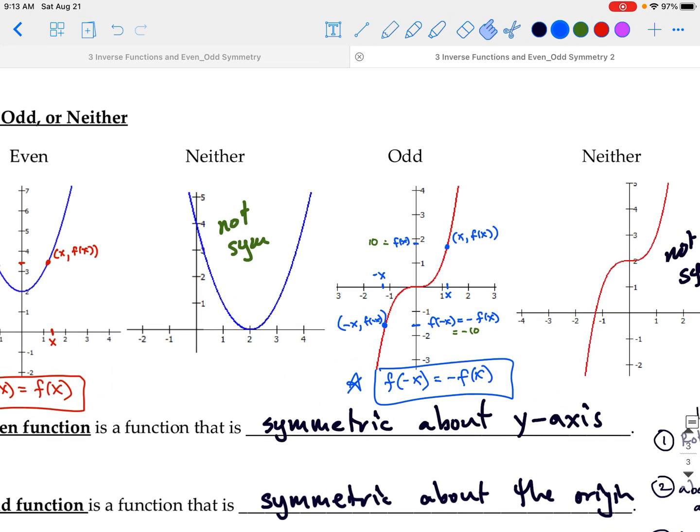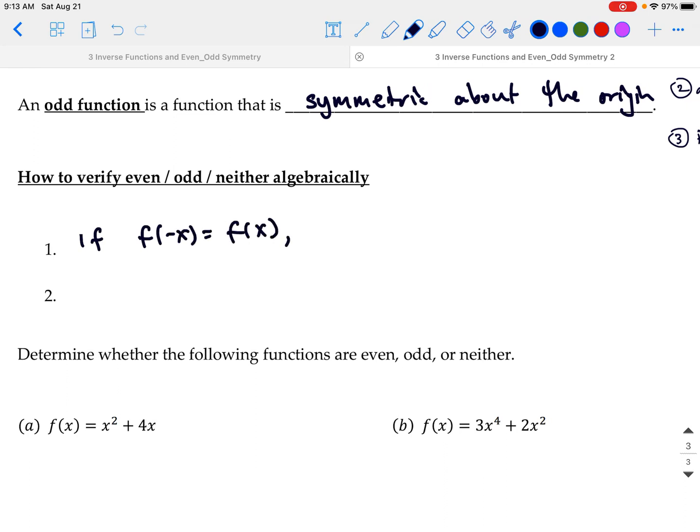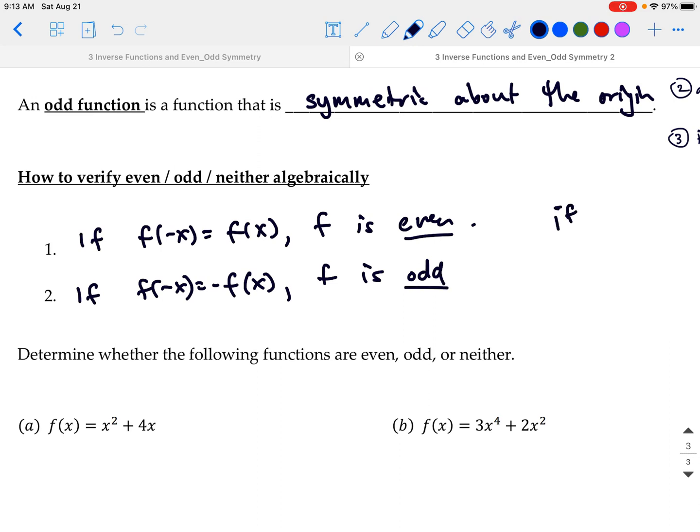So again, those will be our two algebraic checks. We can kind of formalize it here in the notes. If f of negative x equals f of x, f is even. Whereas if f of negative x equals negative f of x, f is odd. And then if neither, there is no symmetry. So if none of them work, then we have no symmetry at all.